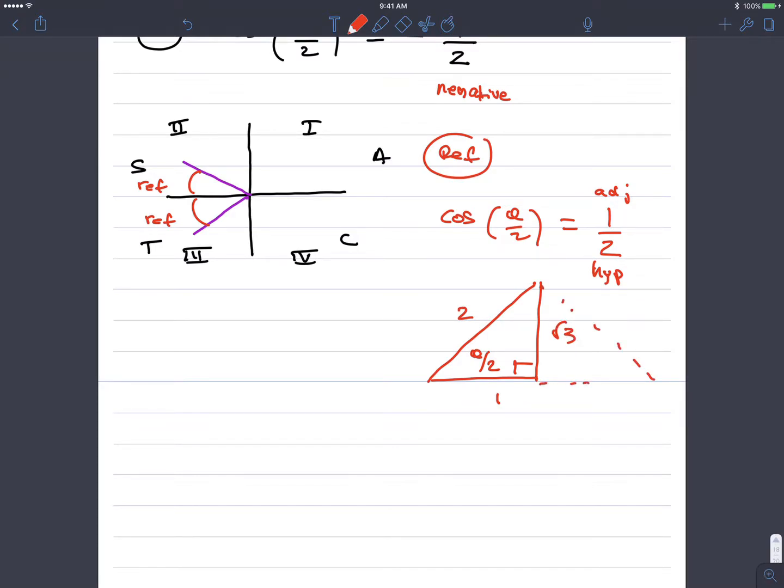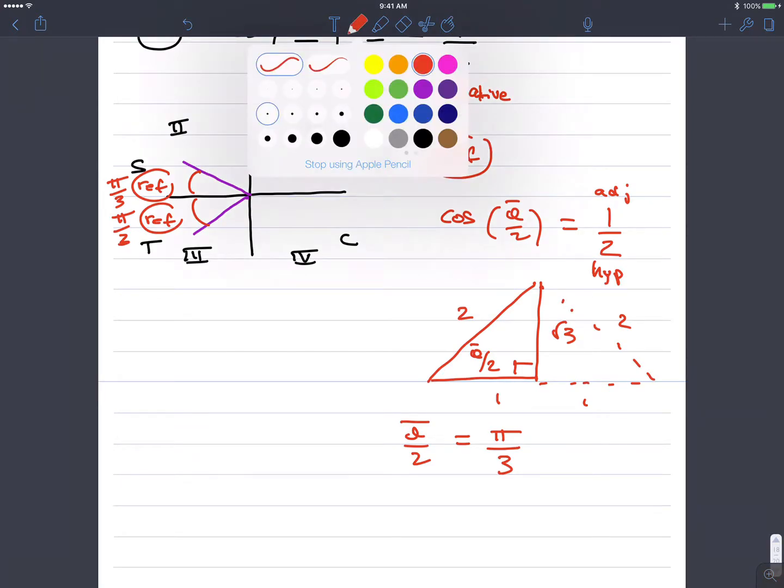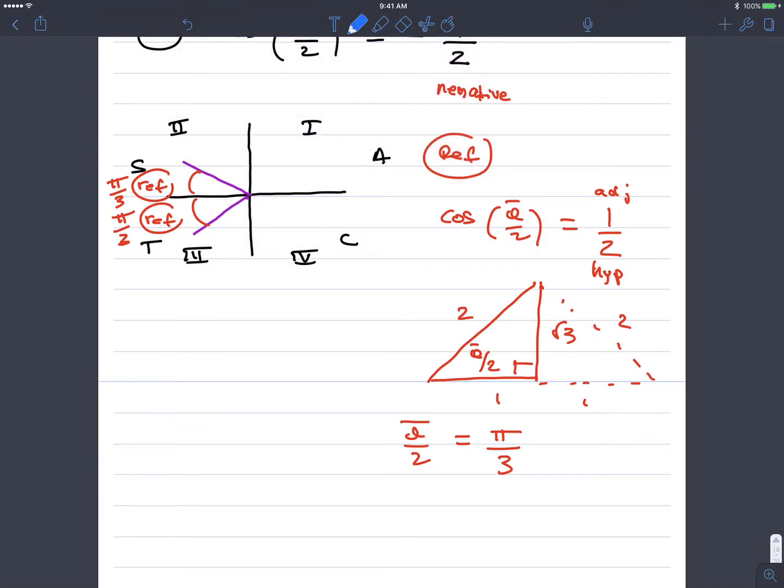What angle is this? What do you guys think? This is by way of reference, right? So my reference angle really is pi over what? So pi over 3? Okay. Because this is a special triangle. So this reference here is pi over 3. Okay. Now, if this is pi over 3, then let's see what our angles are going to look like.